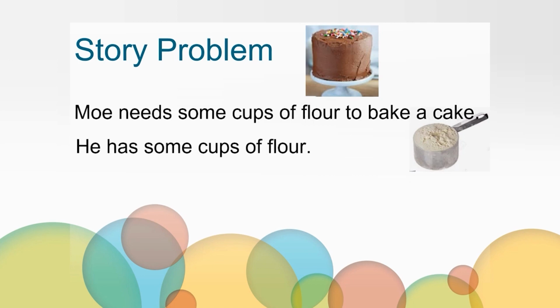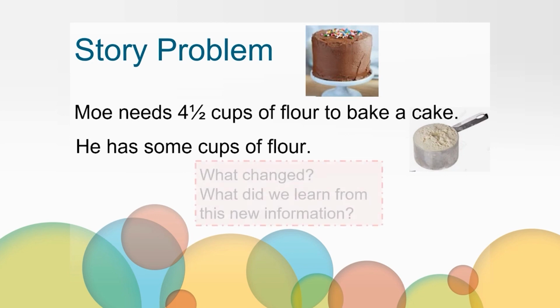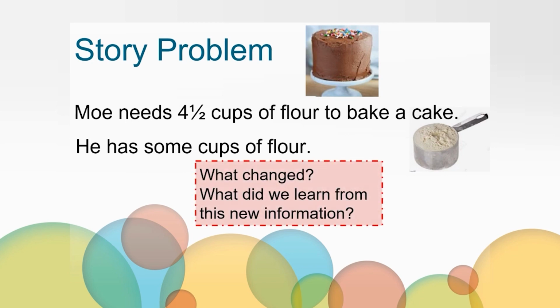Mo needs some cups of flour to bake a cake. He has some cups of flour. What are you picturing in your mind as we read this story? What kind of cake do you think he's baking? What ingredients might he need? I'm going to read the problem again. Mo needs 4 1/2 cups of flour to bake a cake. He has some cups of flour. What changed in the problem? And what did we learn from this new information?